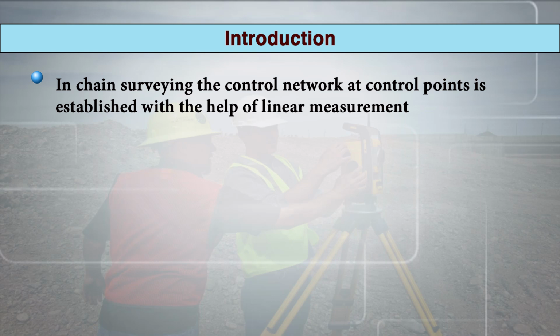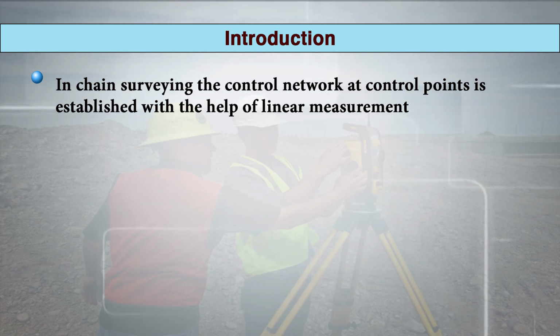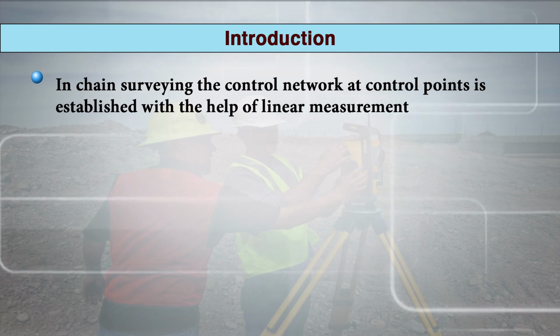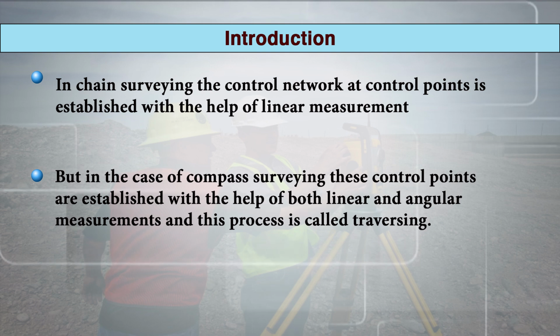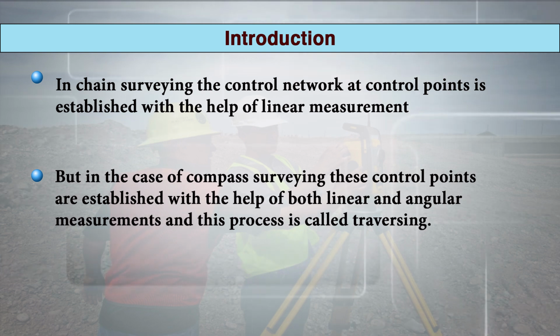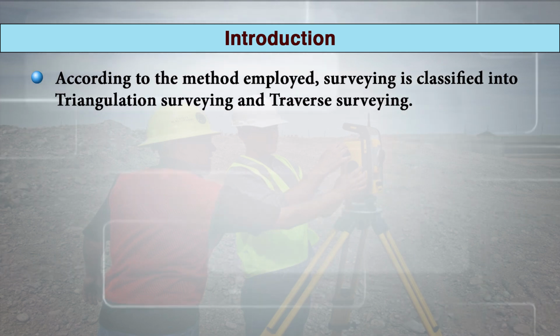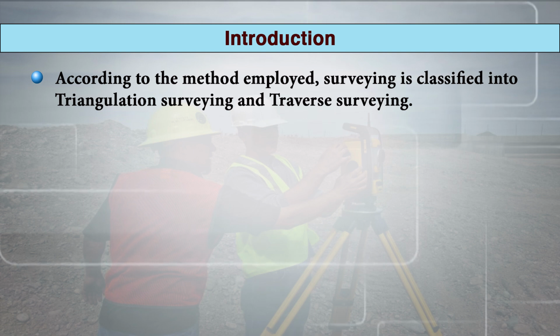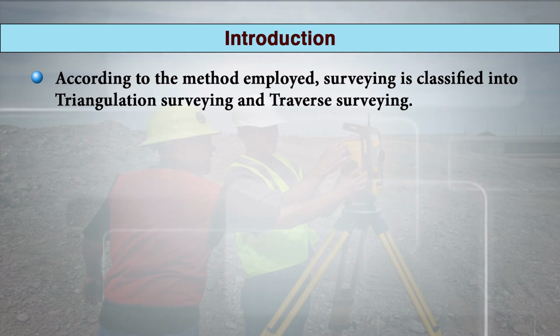In previous lectures, you have learned about chain surveying. So, in chain surveying, the control network at control points is established with the help of linear measurement, but in case of compass surveying, these control points are established with the help of both linear and angular measurements, and this process is called traversing. According to the method employed, surveying is classified into triangulation surveying and traverse surveying.